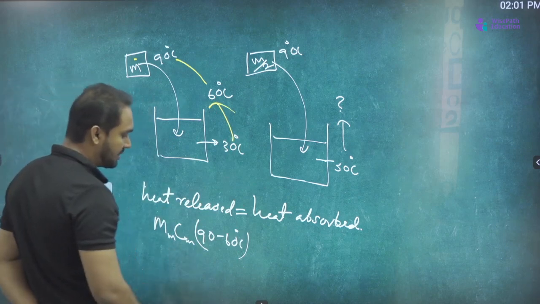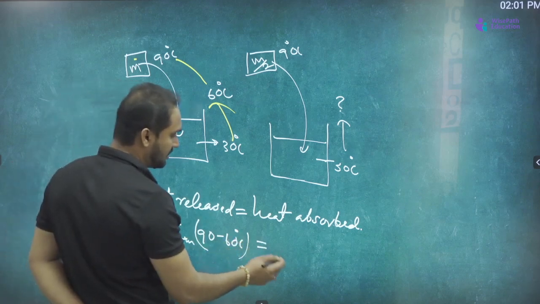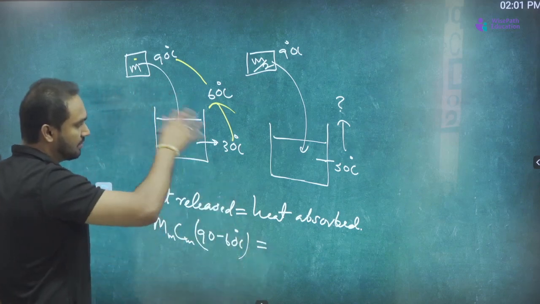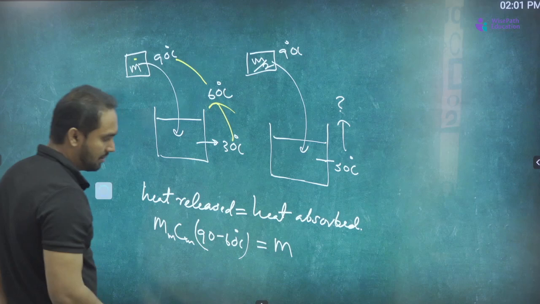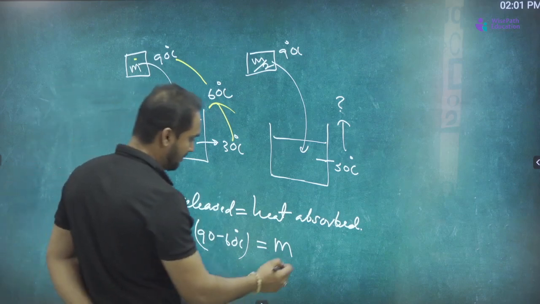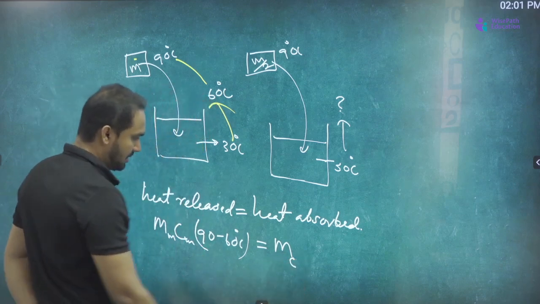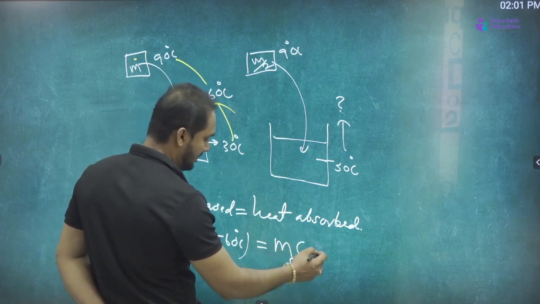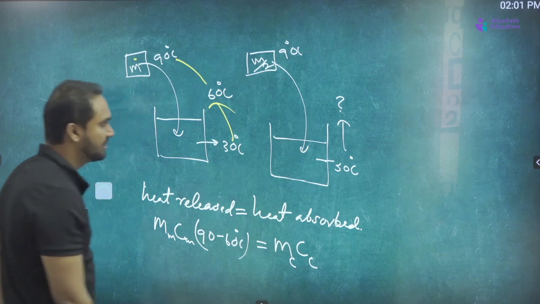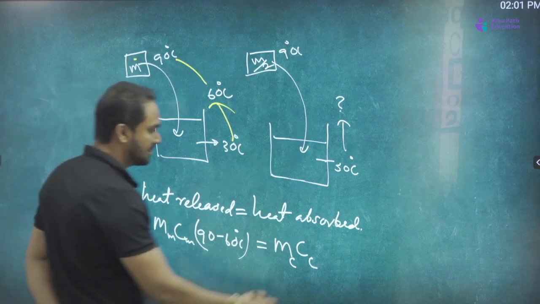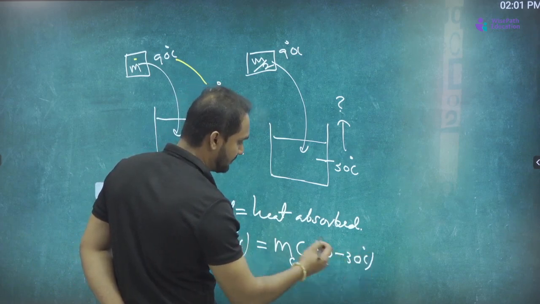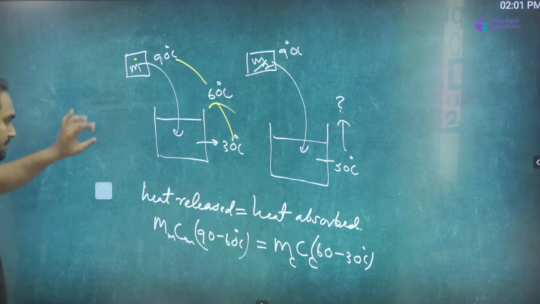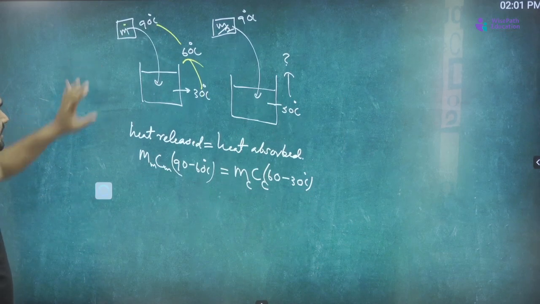So this is the heat released by the metal. This should equal the heat absorbed by the complete system. That will be m, what shall we take? m container, let's say, and c container, and the temperature difference is how much? 60 minus 30 degrees Celsius, right? And that is of the first system.